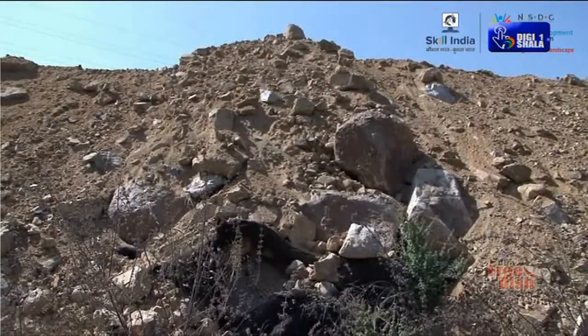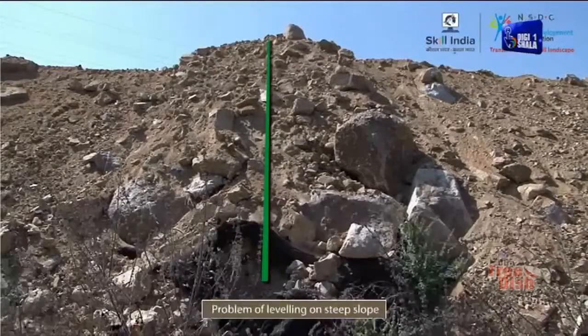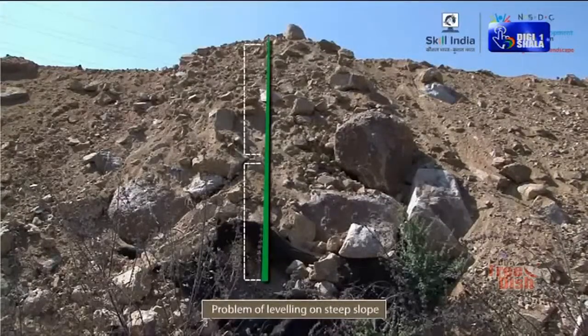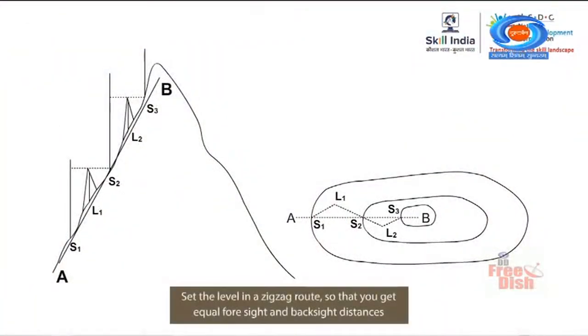Leveling on a steep slope. Leveling on a steep slope is a problem because it is quite difficult to obtain equal backside and foreside distances along the slope. To overcome this problem, the level can be set in a zigzag route so as to obtain equal backside and foreside distances.